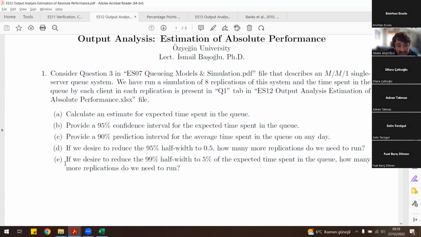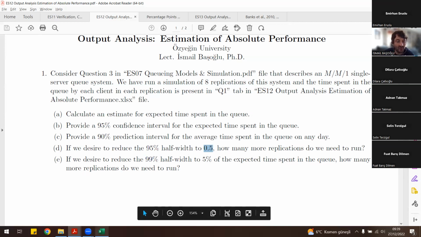Now, actually, this part of the question is no different than part D. But what is different? Okay, it is different, but not so different. First of all, this time we do want the desired half width for a 99% confidence interval. And we want this 99% half width to be less than 5% of the expected time spent in the queue. So how do we perform it?